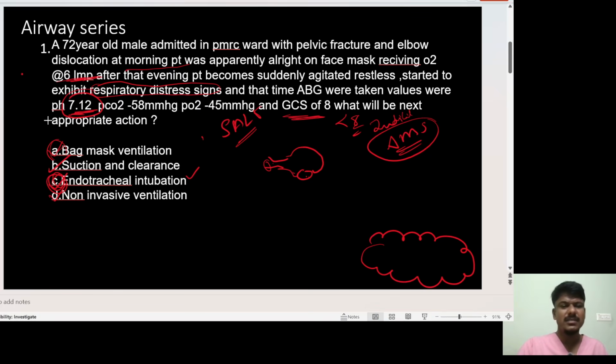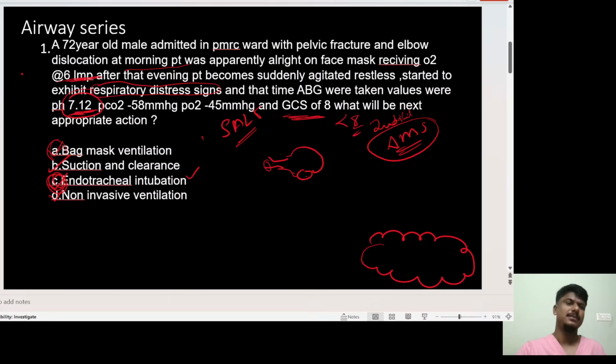So coming to the options, non-invasive ventilation means going to put NIV for this patient? No, never. Patient is already having low GCS, already so many parameters are deranged. He is in acidosis. He is already having air hunger. You're definitely not going to wait. You're going to take a tube, take a laryngoscope, take airway devices, and you're going to intubate the patient.